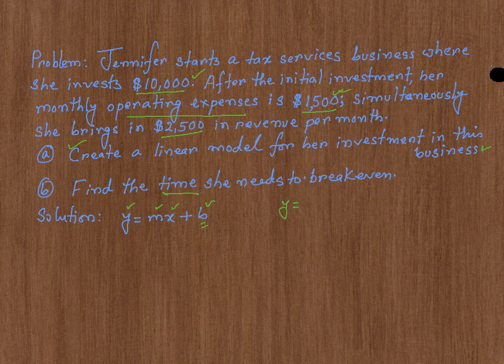So y is equal to total expense or investment, and x is the number of months in business.